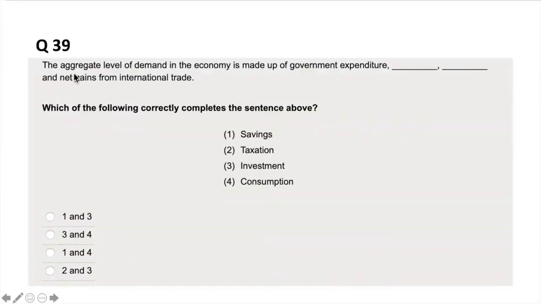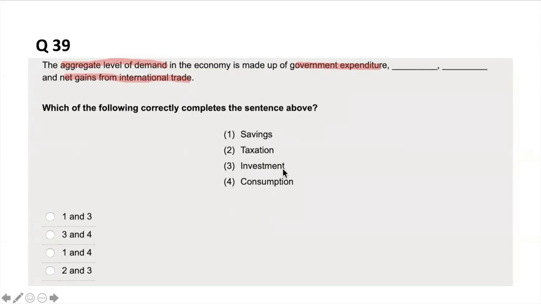Question number 39. The aggregate level of demand in the economy is made up of government expenditure, that's one. There are a couple that are missing, and net gains from international trade, which is, of course, exports minus imports. So we have 2 of them out of 4 that make up the aggregate level of demand.